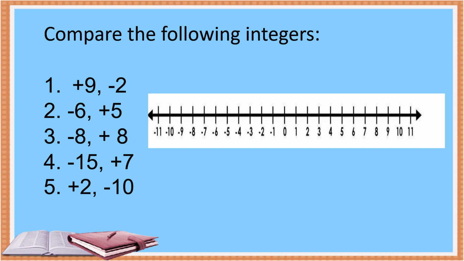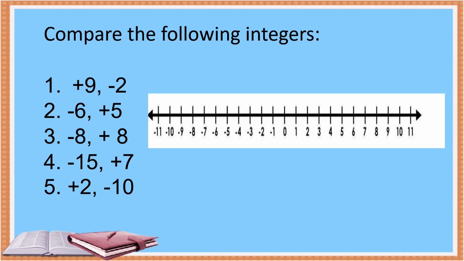Let us compare the following integers. Let us use the number line on the screen. Which is greater? Number 1, positive 9 or negative 2? The answer is positive 9. Always remember, positive numbers are greater than negative numbers. Number 2, which is greater?